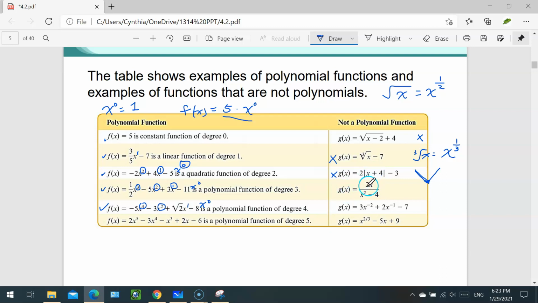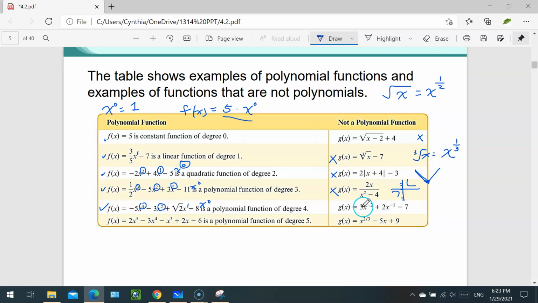G of x is 2x over x squared minus 4. This is a rational function. When we have a rational function, there's an asymptote in between. So this one is not a polynomial.